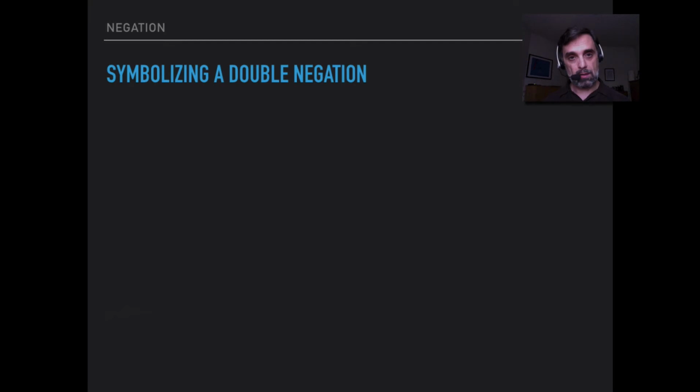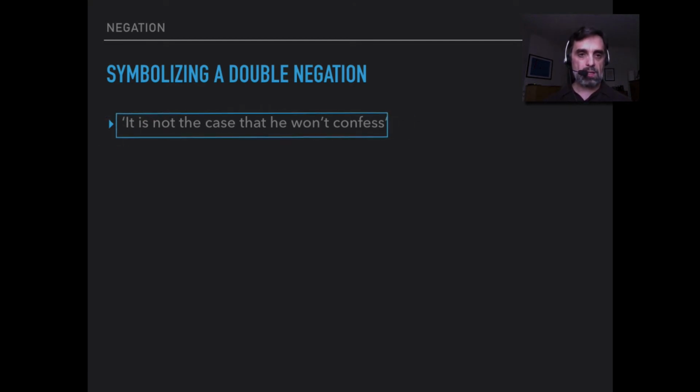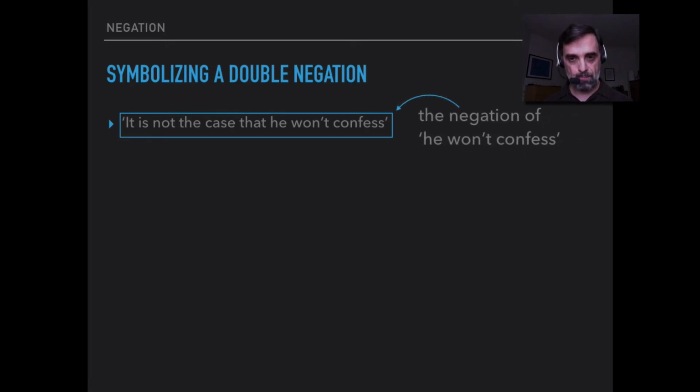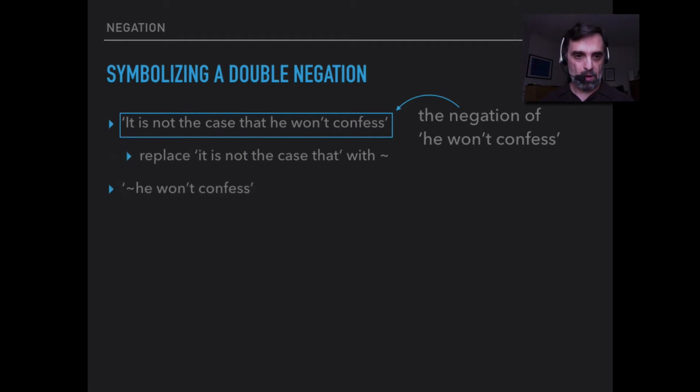So let's look at a symbolization example, how you might symbolize a double negation. We have the sentence, it is not the case that he won't confess. So this whole thing is the negation of he won't confess. We can replace the "it is not the case that" at the front with a tilde, the negation sign, and we get tilde, he won't confess, right? We've just replaced the "it is not the case that" at the front with the negation sign.